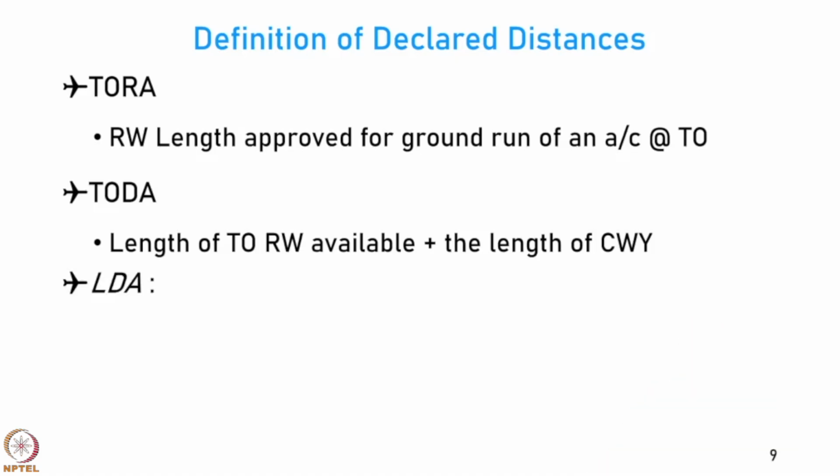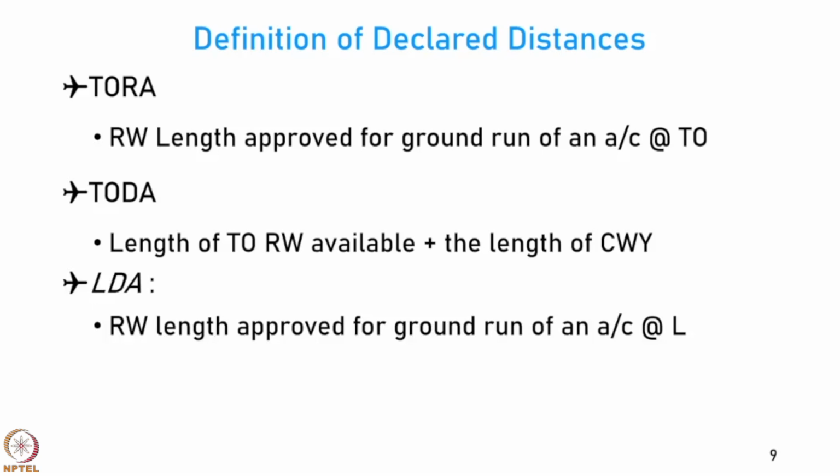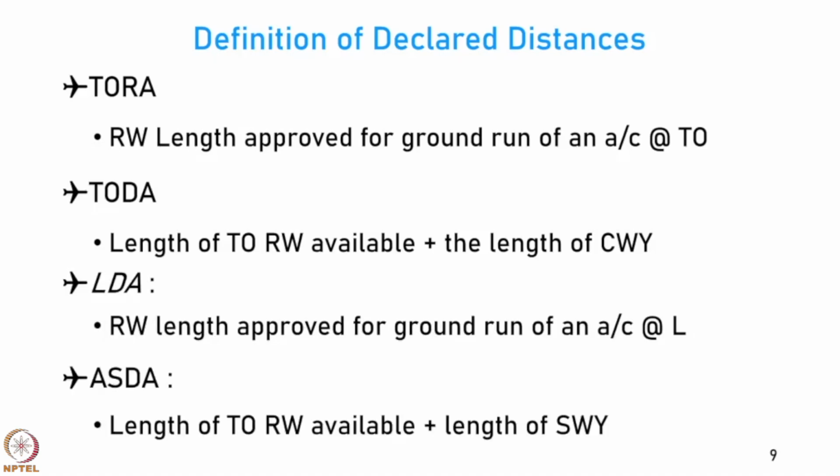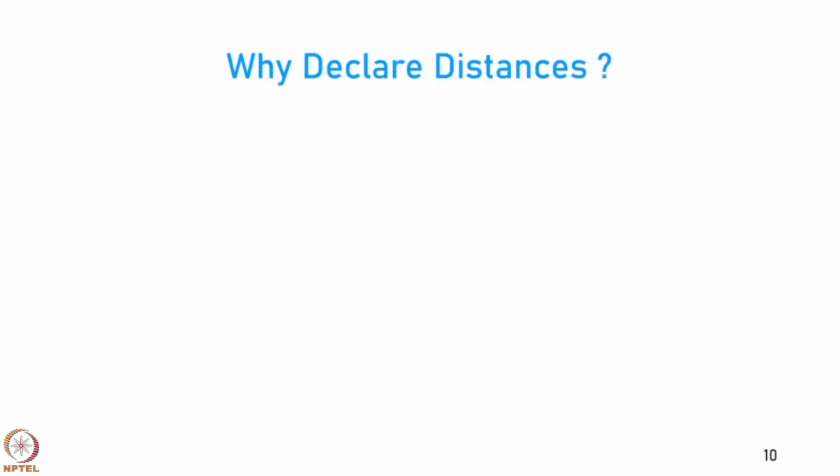Then you have the LDA, which is the landing distance available. That is the runway length approved for the ground run of an aircraft at landing. Just like TORA is approved for takeoff, LDA is approved for landing. And finally, we have the ASDA, which is the length of the runway available during takeoff plus the length of the stopway. The stopway is required to allow the aircraft to go to that place in case of a rejected takeoff. Okay. So, we will now look at all these things in more detail.